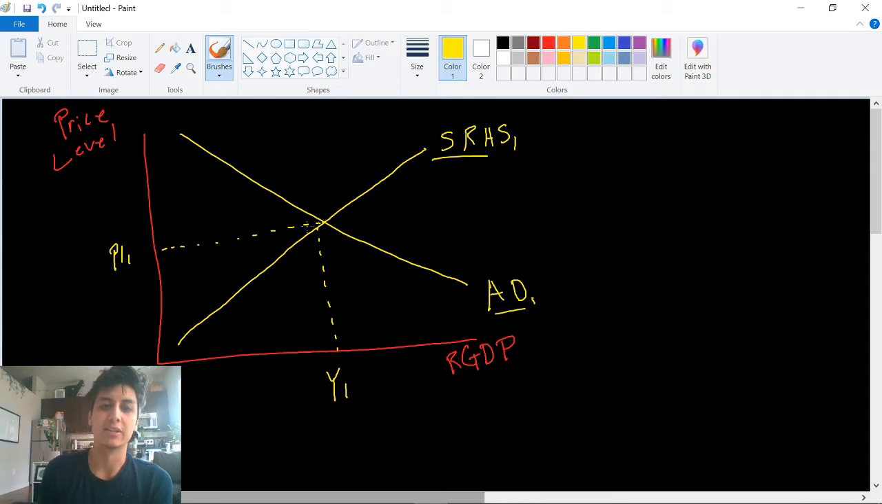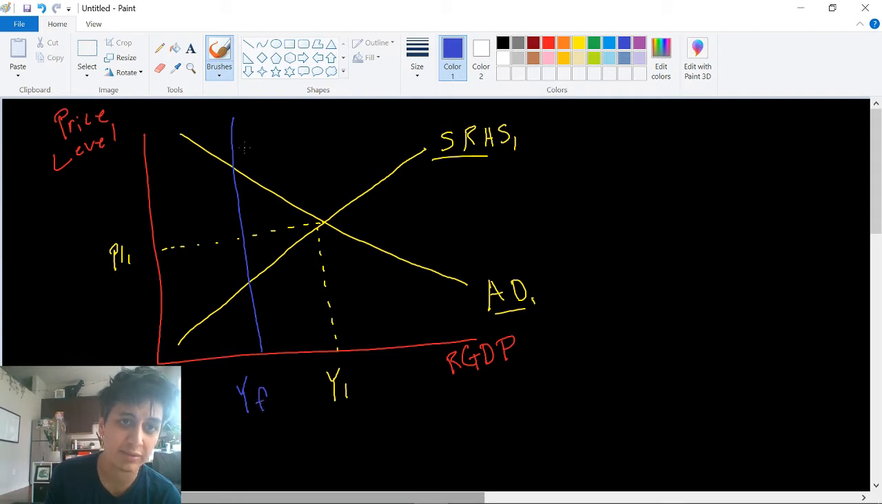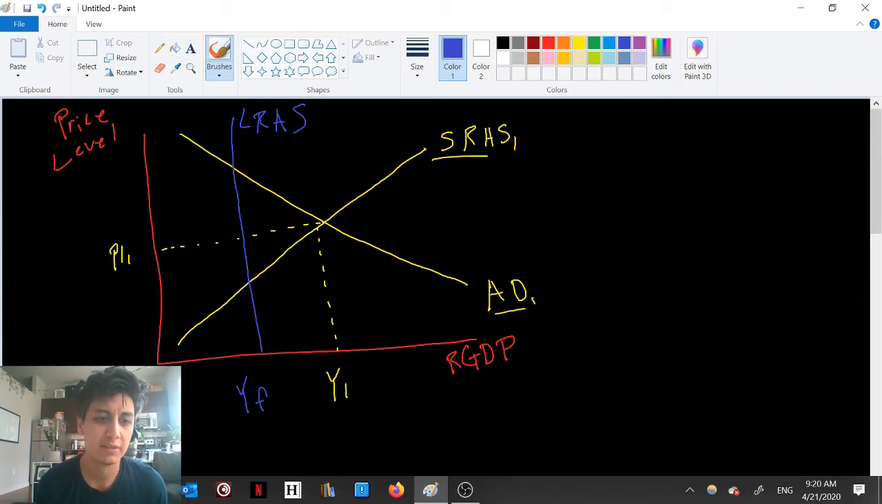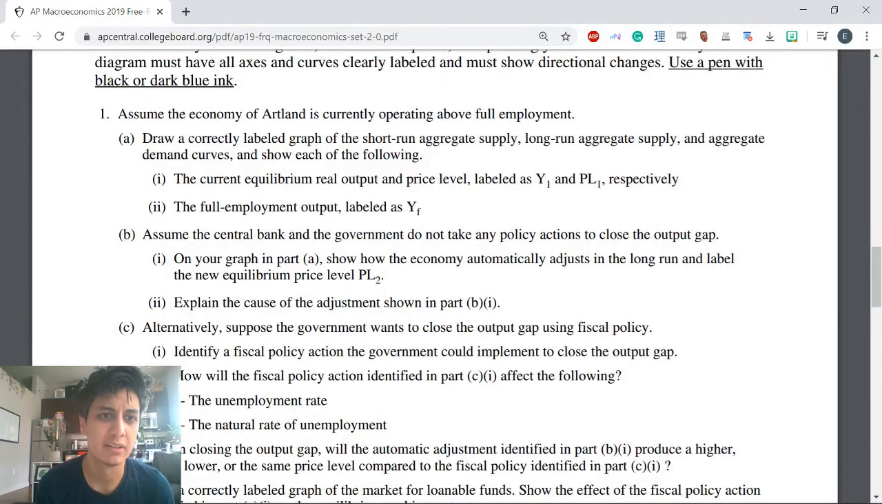Now there's the current, and we're operating in an inflationary gap, which means that Y1 is going to be greater than YF. That means that's the long run aggregate supply. So let's see if I'm missing anything here. It says the current equilibrium, Y1 PL1, did that. Full employment output labeled as YF. I did that as well. Boom, that wasn't too rough.